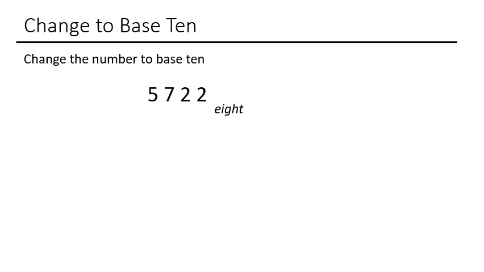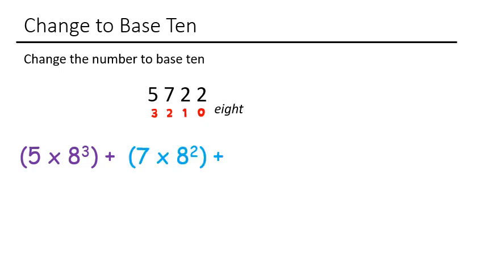In order to do that, the first thing we're going to do is do our place values. So 0, 1, 2, and 3. Then we are going to write this in expanded notation. 5 times 8 to the 3rd plus 7 times 8 squared plus 2 times 8 to the 1st plus 2 times 8 to the 0.